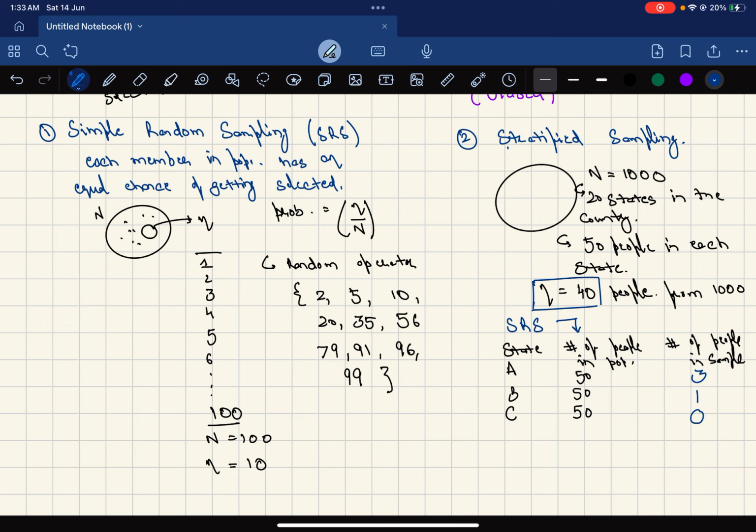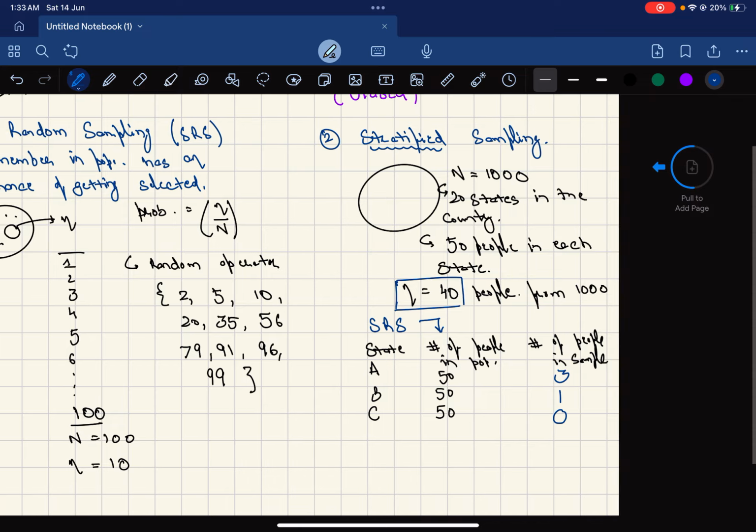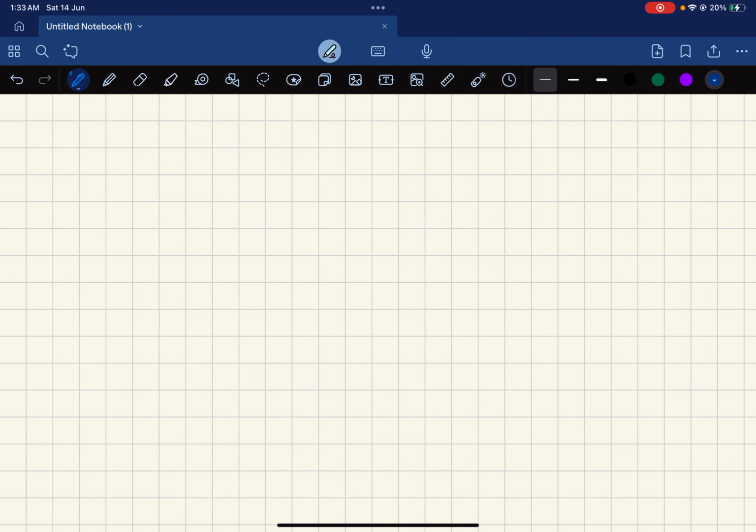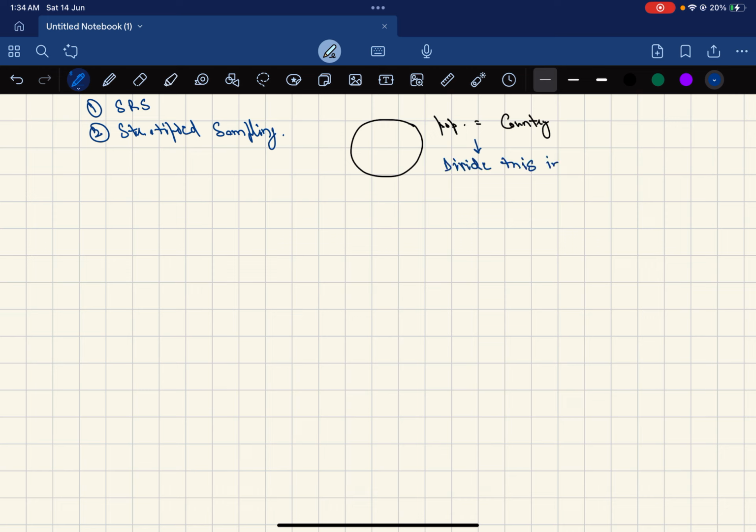And that is where stratified sampling comes into the picture. So in case of stratified sampling, what we are essentially doing is we are dividing the population. So let us say this was the second way. The first way was simple random sampling, and we have stratified sampling as the second way. So in this case, what we do is we have the population, which is the country, and we divide this into strata. Strata within the population mean that they have certain different kinds of conditions or characteristics within the population.